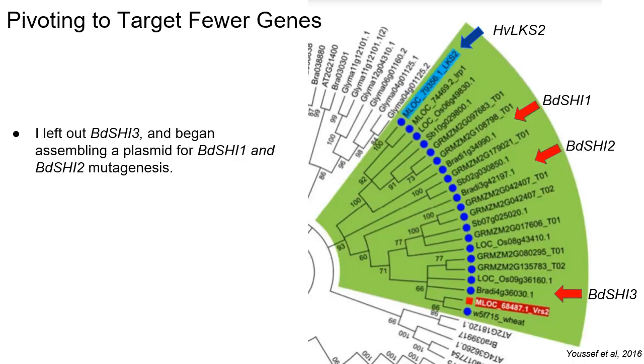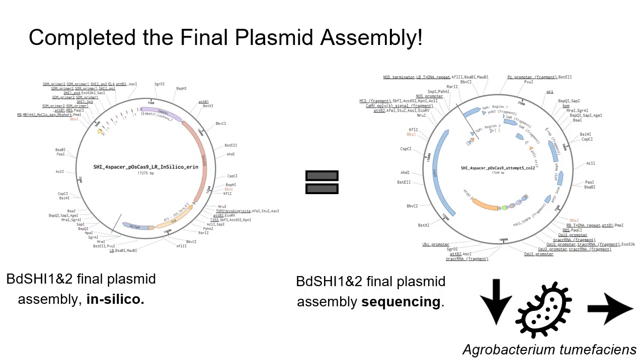I tried several methods to troubleshoot this issue, but after several months I eventually changed my approach. So I pivoted to target fewer short internodes genes, leaving out BD shy 3, which is most closely related to another barley gene, VRS2, and less likely to share function with the other 2 if they are involved in awn elongation. After reducing the number of inserts from 6 to 4, I was quickly able to make my final plasmid and have since transformed it into Agrobacterium, which I then used to perform a plant transformation. On this slide, I've shown that the ideal plasmid I assembled online on the left matches the sequencing from my real-life plasmid perfectly.